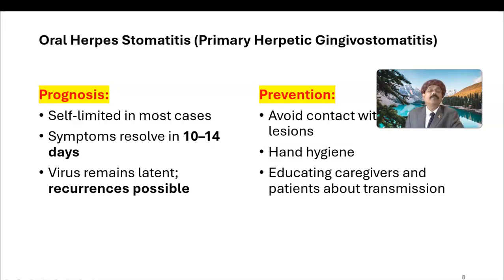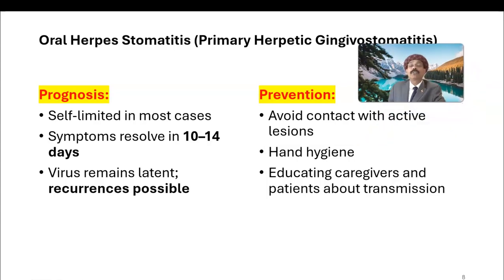Prognosis: self-limited in most cases. Symptoms resolve in 10 to 14 days. Virus remains latent, recurrence possible, latent in the trigeminal ganglion or the fifth cranial ganglion, same thing. Prevention: avoid contact with active lesions, hand hygiene, and educating caregivers and patients about transmission.